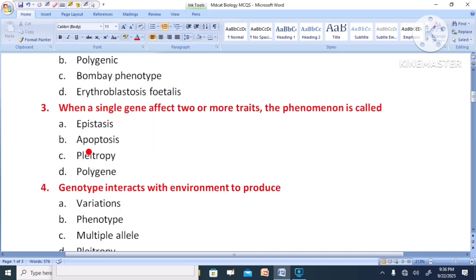So the next question is, when a single gene affects two or more traits, the phenomenon is called. Options are option A epistasis, option B apoptosis, option C pleiotropy, option D polygene. So the right answer is option C pleiotropy.